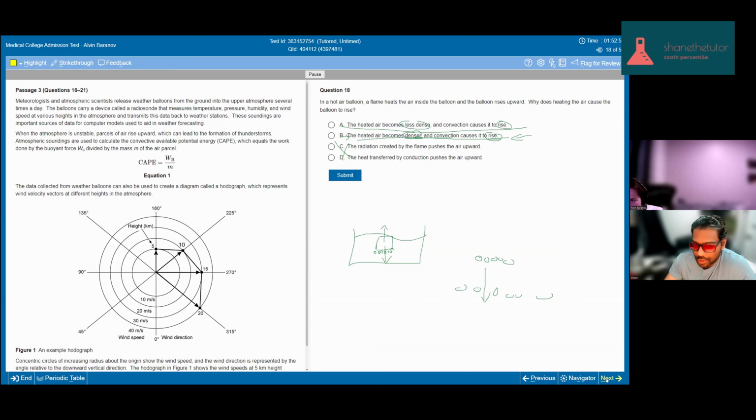But yes, to answer your question, heated air gets less dense, and if something's less dense, it will float essentially or rise. And that's what it means when people say heat rises. Yep, and that's how a hot air balloon works.